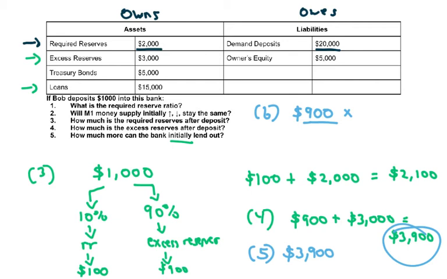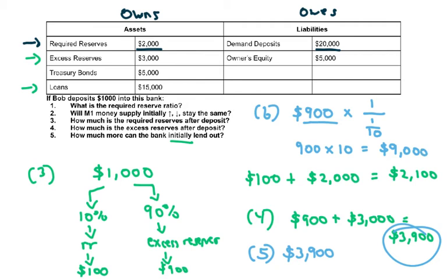Well, how do we get the multiplier? It's 1 divided by the reserve requirement as a fraction. 10% is the reserve requirement, so as a fraction, that's 1 over 10. So this is 900 times 10, which gives you a maximum change in the money supply of $9,000. And that's number 6.